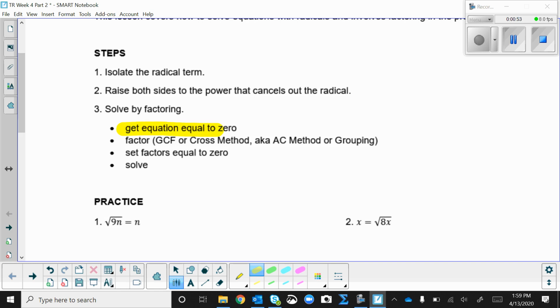You have to get the equation equal to 0. You have to factor it using one of the methods we've learned, GCF or the cross method. Sometimes we call the cross method the AC method or grouping. Then you set factors equal to 0. That's also called the zero factor property, which we've talked about in class. And then from there, you solve each of those factors. So we're going to start out with real simple ones and then just add layers to them as we go.